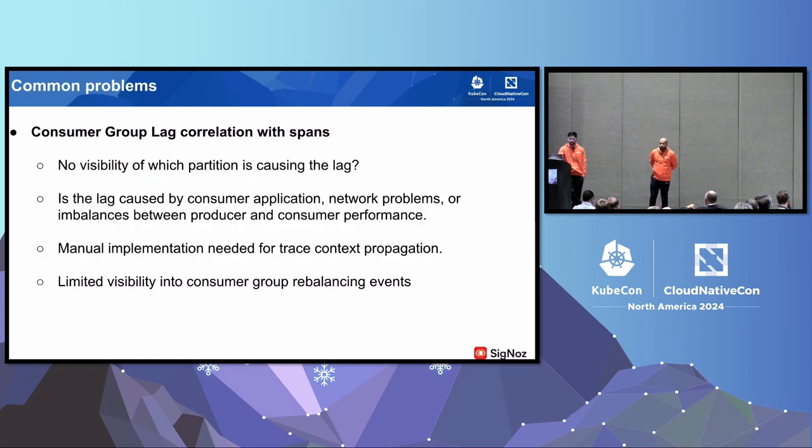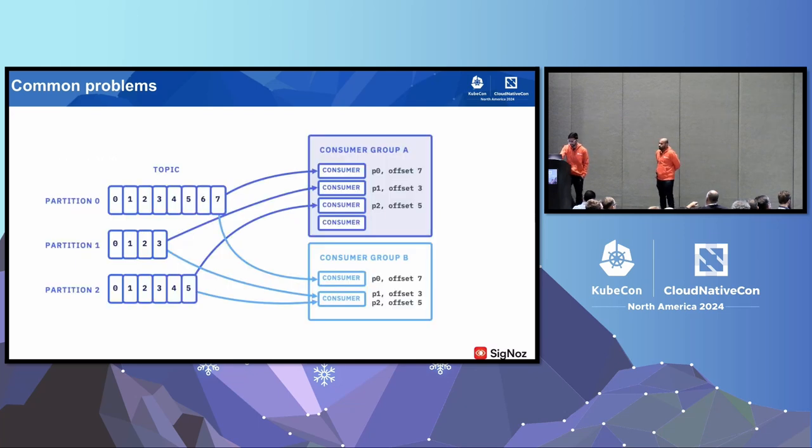So let's revisit the problem that Ekansh mentioned, consumer group lag. Let's just talk about what consumer group lag is. Kafka provides native metrics from the JMX server, and you can see the consumer group lag for a given topic, partition, and consumer group. But there are some problems. We would talk about it.